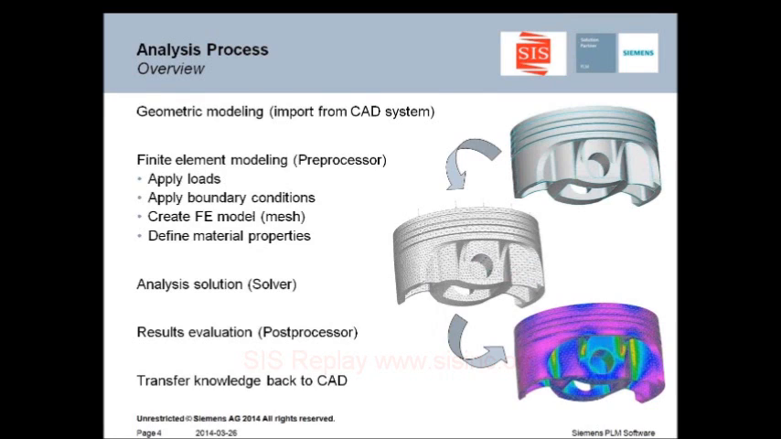Okay, so the process of simulation basically is shown on the slide here, and generally speaking, we start from geometry modeling, which is imported from some CAD system. That's brought into the FE environments like Femap, and we start the pre-processing phase. So that's creating the finite element model itself. That might require some geometry cleanup, where we apply loads and boundary conditions and material properties, and set up everything that's required for the analysis.